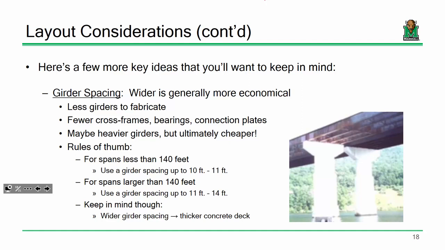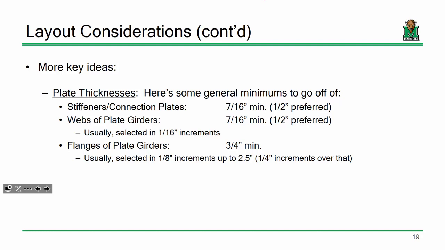Some other key ideas, plate thicknesses. Here's some minimums to go off of. Stiffeners and connection plates don't go lower than 7/16 of an inch, and half of an inch is preferred. Half inch, you're going to find half inch plate all day, every day, okay? You think about commonly available plate thicknesses and plate widths, and you could probably use your gut, and you're probably going to be right.